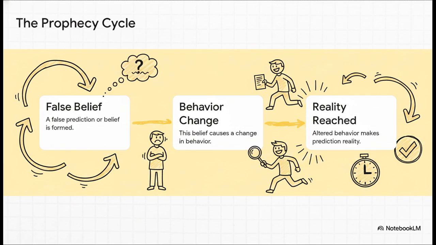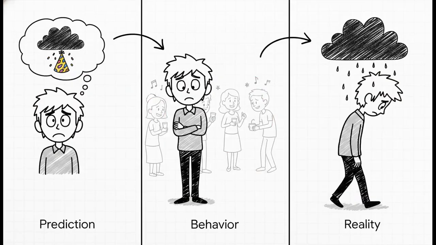Let's look at a classic, highly relatable example so you can see exactly how this plays out. Meet Jonathan. So Jonathan is getting ready for a party, but he is completely convinced he's too shy and the party is going to be terrible. Right there, that's step one, the false prediction. Now, because he believes this, when he arrives, he makes literally zero effort to talk to anyone and just isolates himself in the corner. That's step two, the change in behavior.